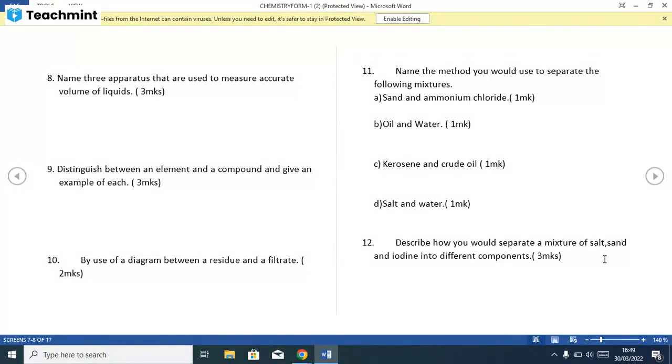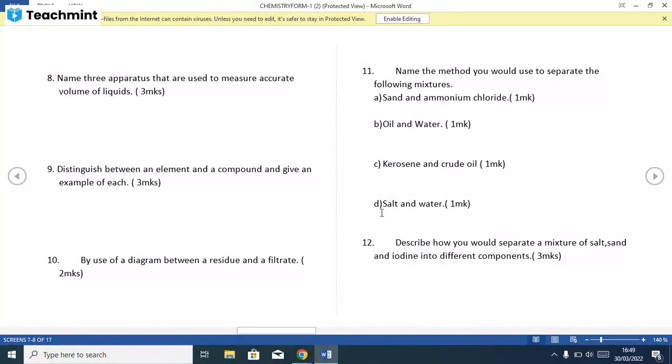Continue. Heat the mixture of sand and iodine, of which iodine will turn into purple vapor to remain in sand. So we will sublime. Yes, iodine will sublime.